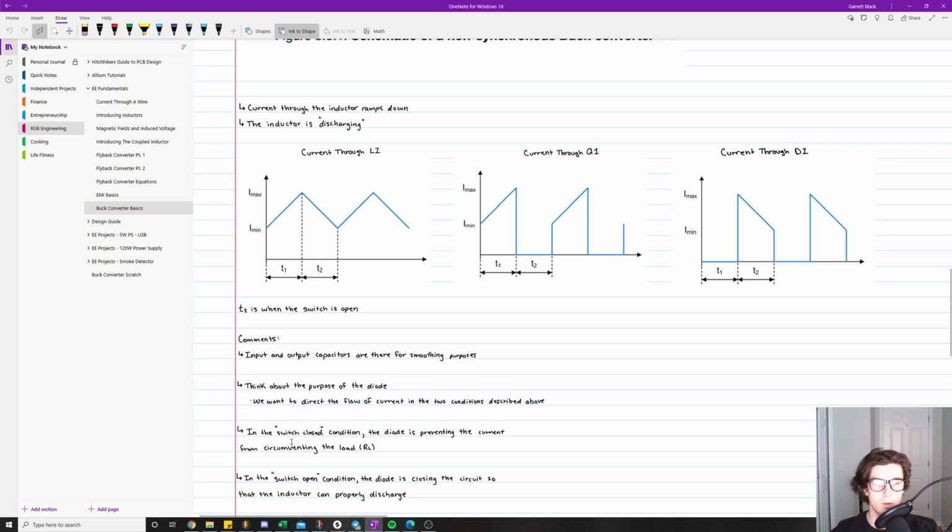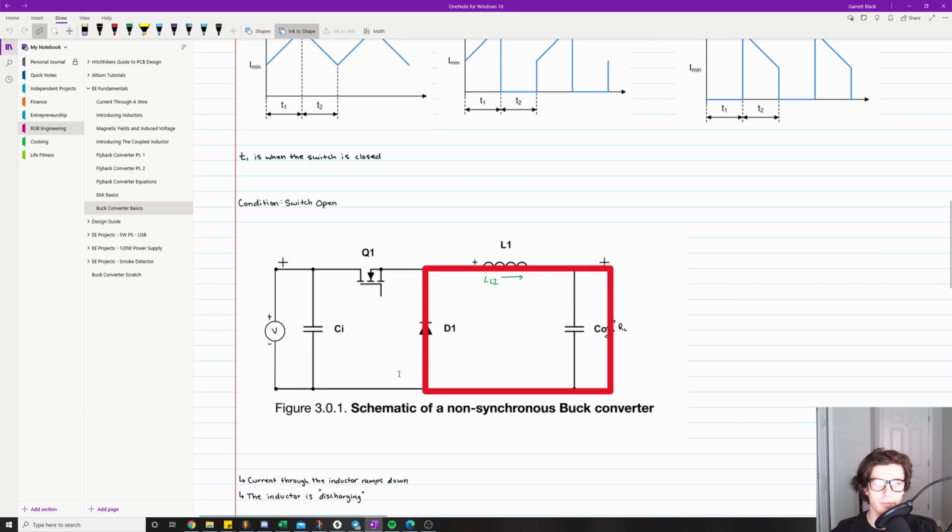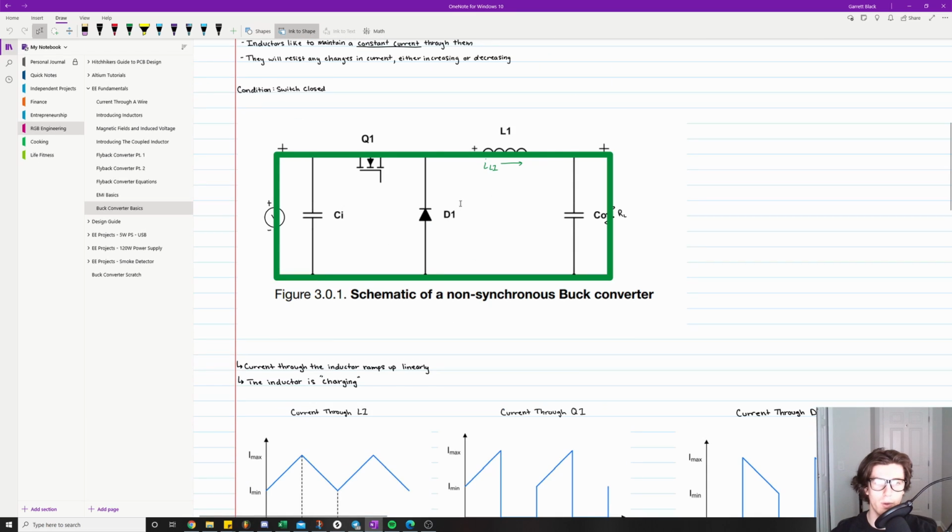When the switch is closed, the diode is preventing the current from circumventing the load. Let us imagine that when the switch is closed, this was just replaced with a wire. Then the current would just totally circumvent, remember, path of least resistance, this entire portion of the circuit and just go around like this, right, if the diode wasn't there.